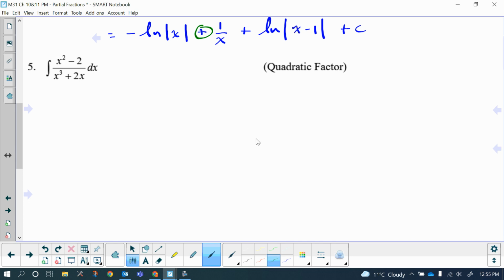All right, getting a little more complex here. Again, I've factored my denominator, but I have this factor in the denominator that's a quadratic, degree 2, so I need a degree 1 or a linear factor in the numerator. Again, my initial question, the numerator was lower degree than the denominator, so I just need to make sure these two partial fractions have a numerator which is lower degree than the denominator.